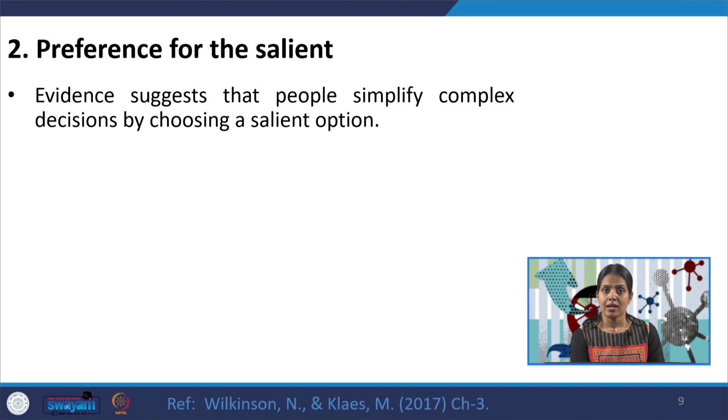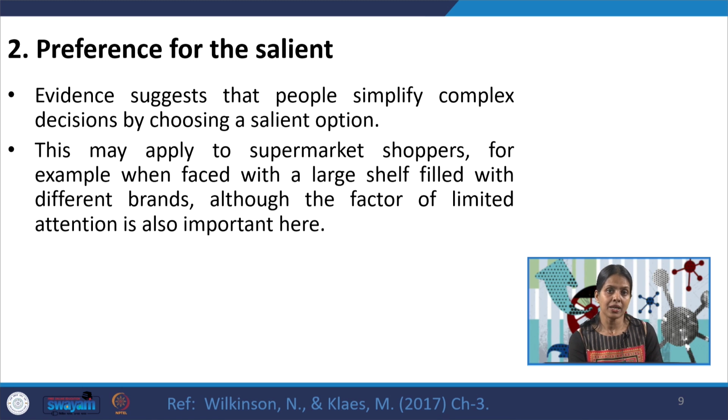to go for A. Evidence suggests that people simplify complex decisions by choosing a salient option, and from there comes the concept of preference for the salient. This may apply to supermarket shoppers, for example, when faced with a large shelf filled with different brands, although the factor of limited attention is also important there.